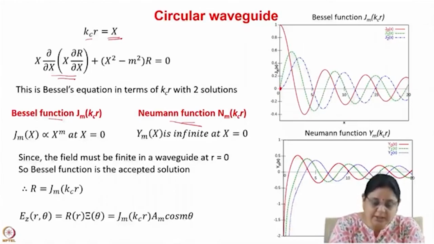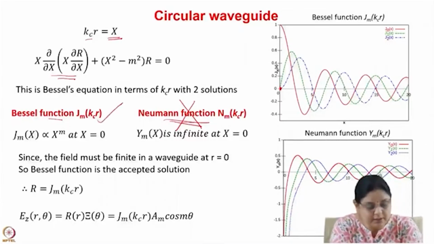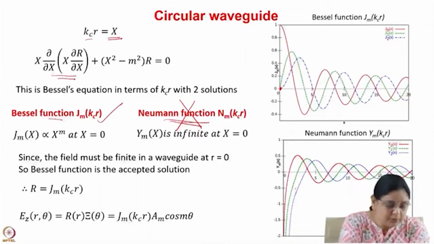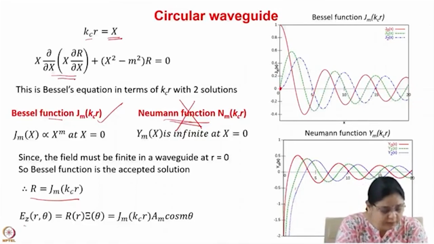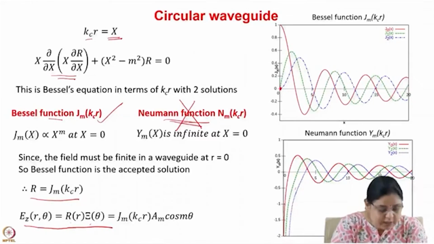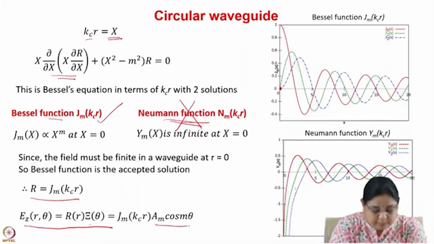So we reject the Neumann function, and we accept only the Bessel function as the solution. So the solution for this equation is now R is Jm(kc r). Now we can write the total solution of the Ez field. Ez was R, capital R, times capital Theta. Capital R now is Jm(kc r) and capital Theta is Am cos(mθ), which we had just found out.